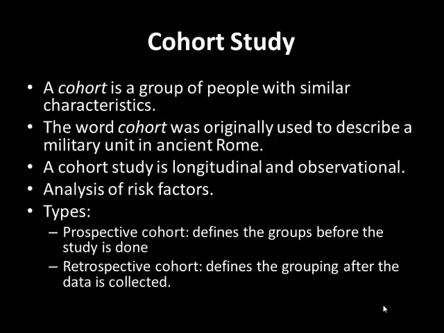There are two different types of cohort study, prospective and retrospective. The difference is when you define the groups of a study. In a prospective study, you define the groups before the study is done, while in a retrospective study like this one, you define the groups after the data is collected.